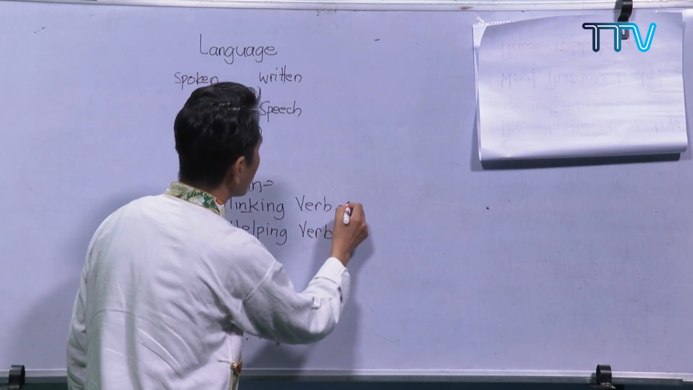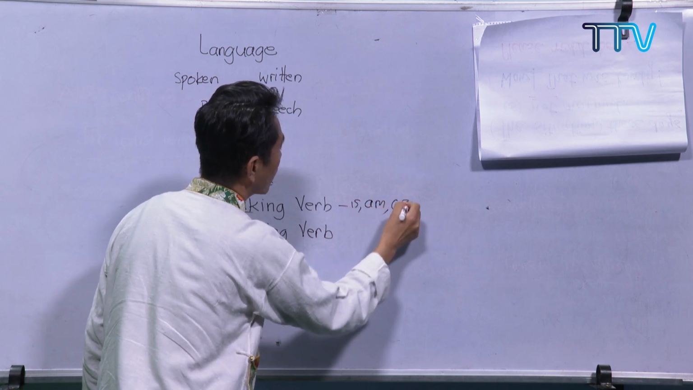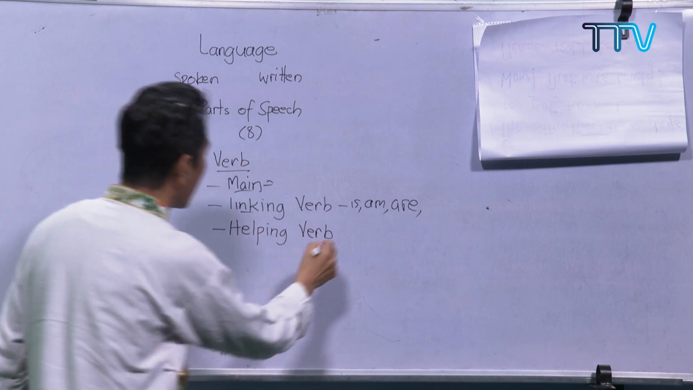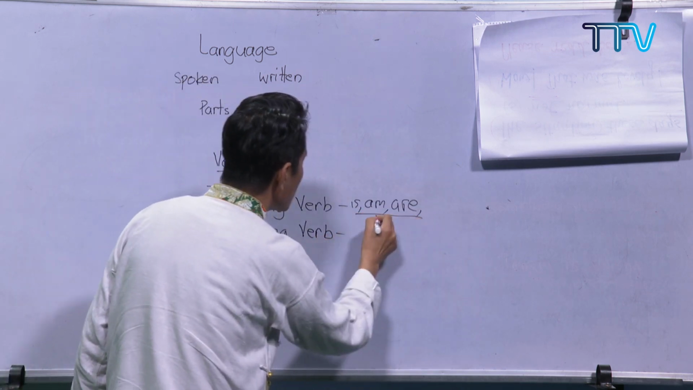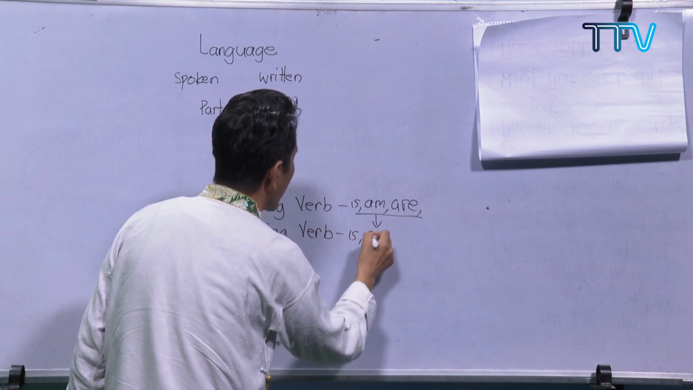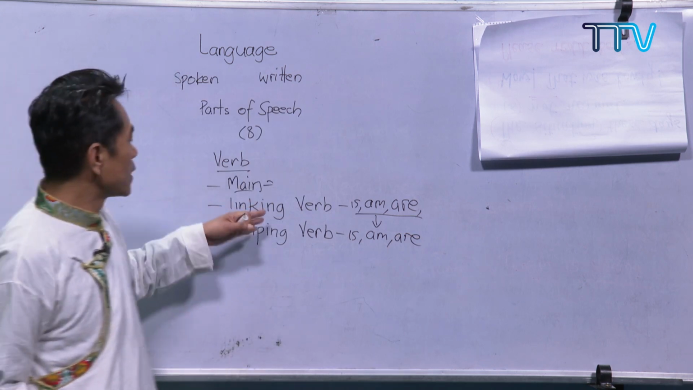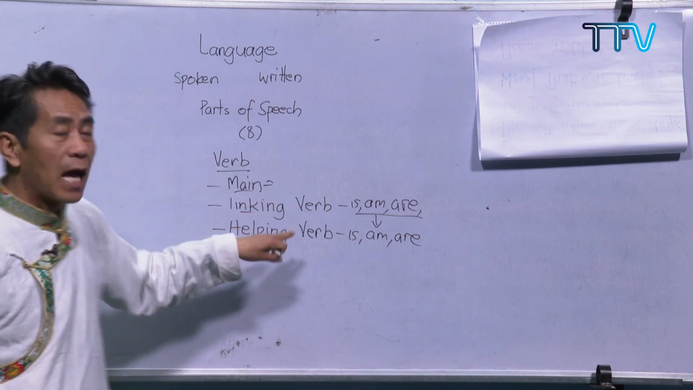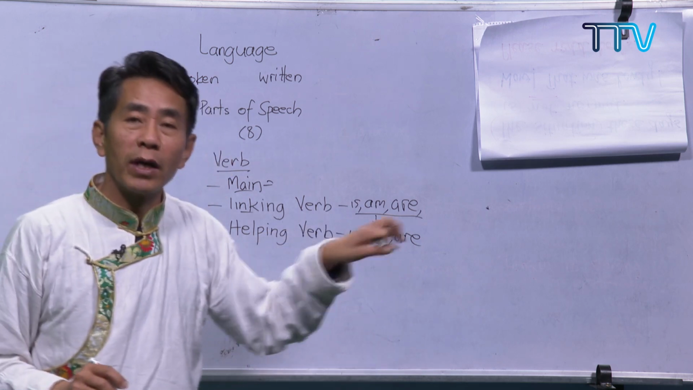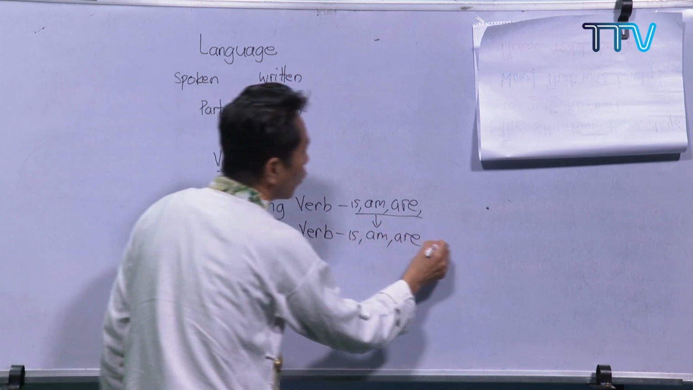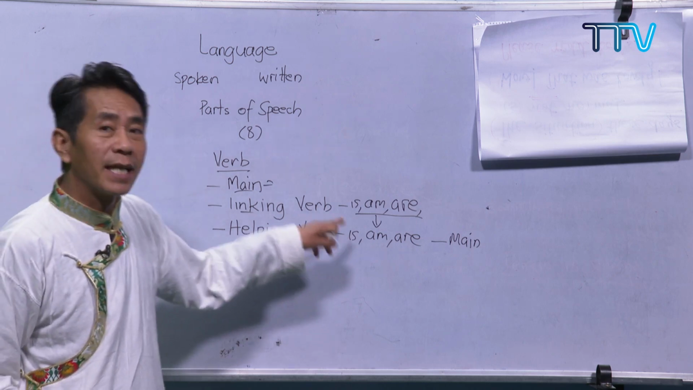In the linking verb, we have words like is, am, are. These are linking verbs. And helping verbs, there are so many. In the helping verb also, all these words are here: is, am, are. Now, the only difference is that whenever we use these as a helping verb, there will be one main verb or one principal verb. For example, Tashi is eating.